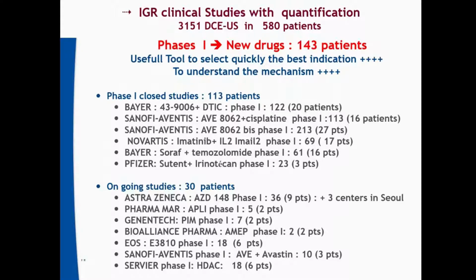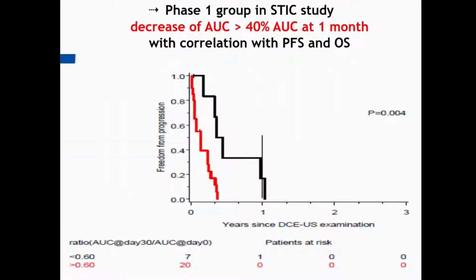So in my institution, in a lot of anti-angiogenic clinical trials, but now also in immunotherapy, we evaluate the patient very early with this AUC. And in fact, if you are using this biomarker, you are able to select a bad responder with a PFS of about 3 months, compared with the good responder with a PFS of about 1 year.